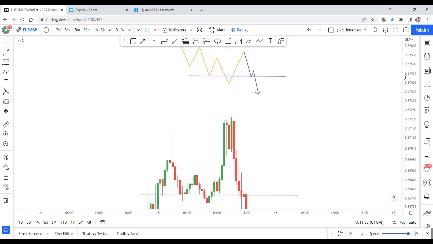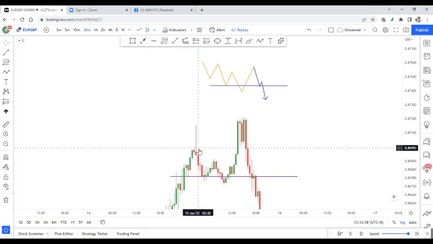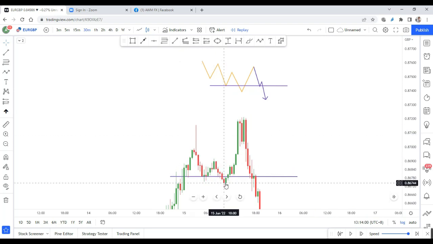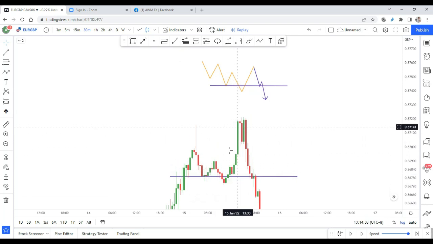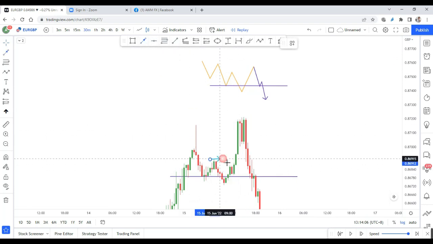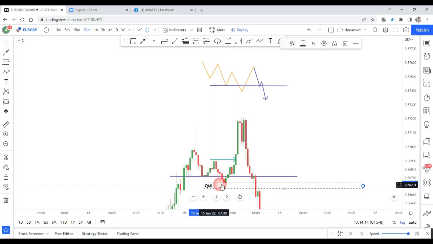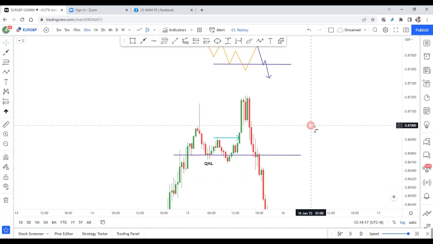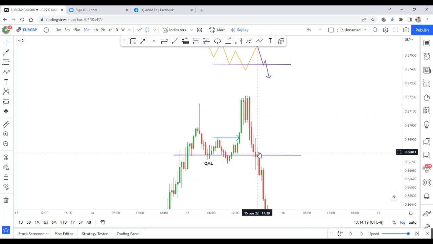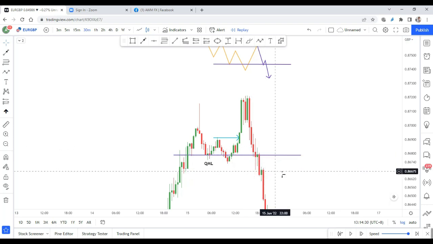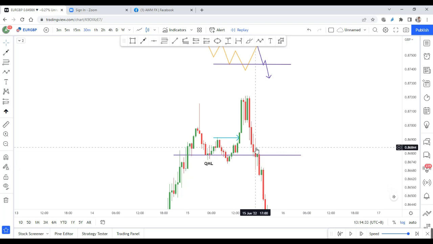So you can see the whole example. The price came down, then eventually broke to the top, creating a QML level right there, breaking structure. QML, so I'll put QML. What happened next is that the price, I won't say it's supposed to reject all the way up, but it did. Instead, when it dropped, it created a drop base drop, and there is a very beautiful zone.